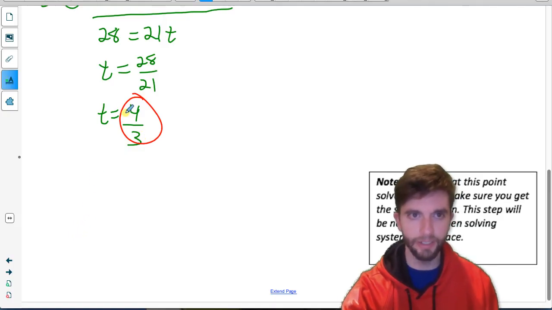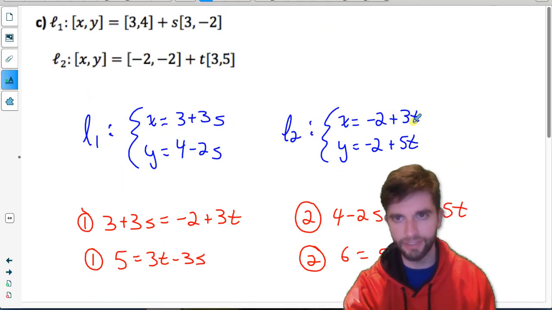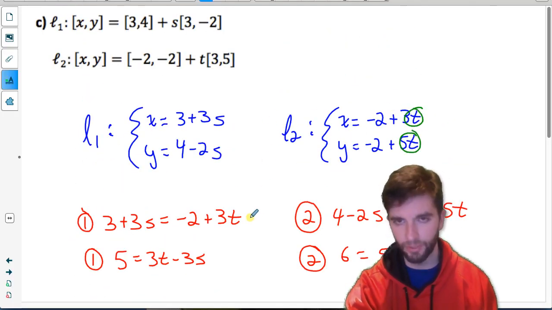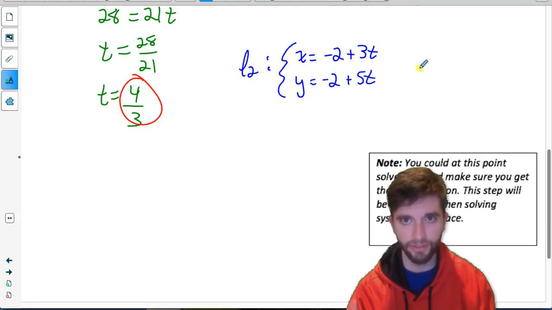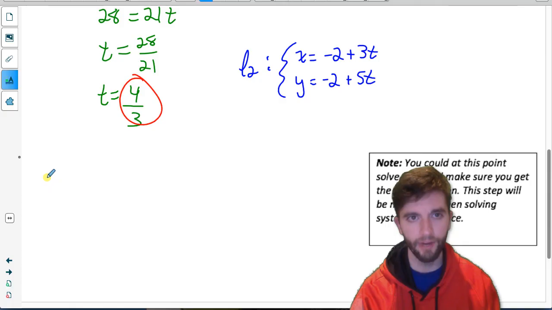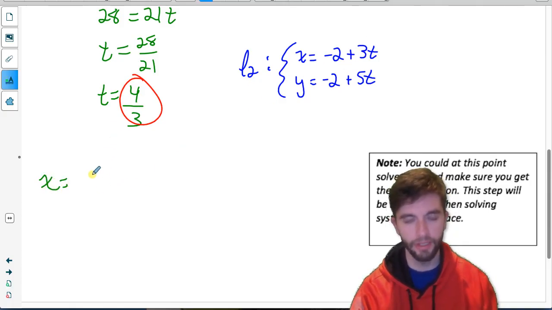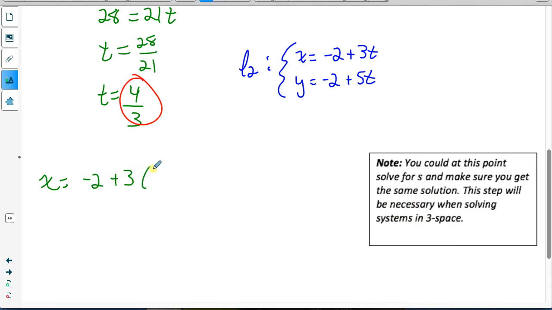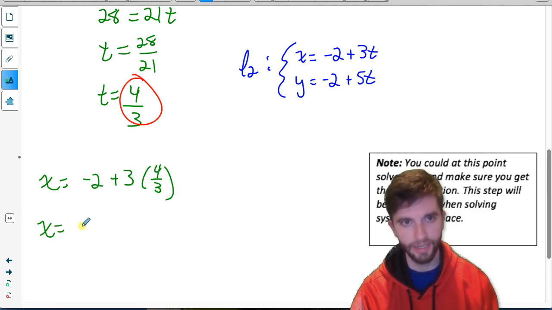So we could stop right here, t is 4/3, and then solve for the point of intersection by plugging that into the equation of the line that has t as the variable. So line 2. Okay, so I just copy and pasted the parametric equations of line 2 here just as a reference. And now if I want the x coordinate of the point of intersection, I just have to plug 4/3 into the x equation. And if I do this, I get x equals -2 plus those 3's cancel, so -2 plus 4, x equals 2.